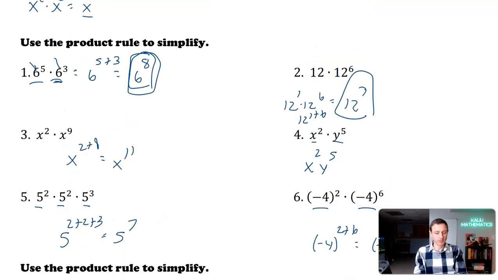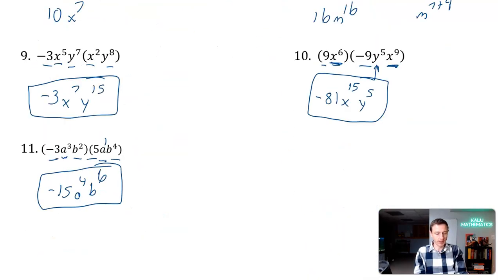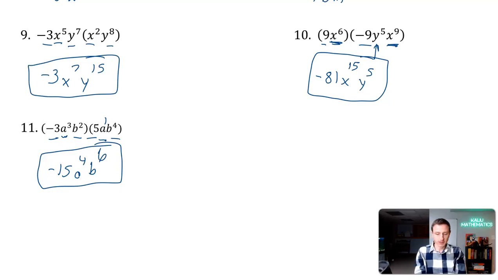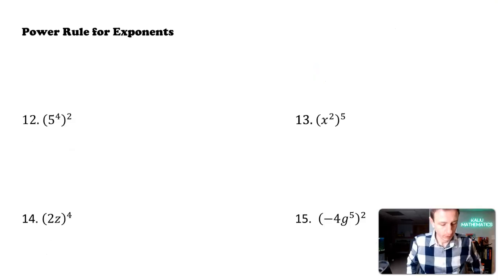So that was product rule. Product rule when we're just multiplying by the same base. Multiplication of the same base. Now let's look at the power rule when we have a power to a power.